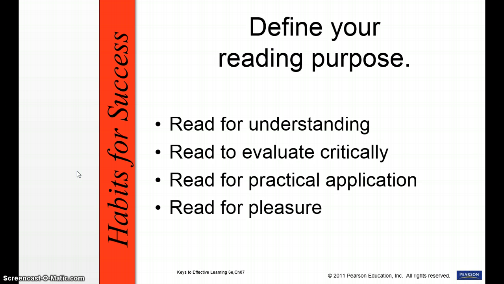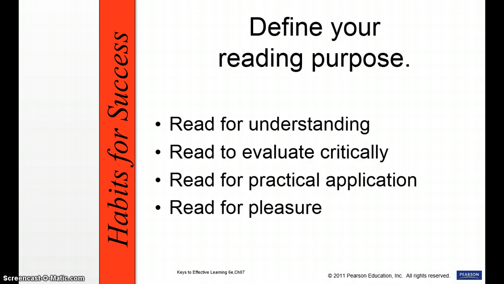What are you reading for? Is it for understanding? Is it for application? Is it for fun? Are you supposed to be evaluating something critically, to answer questions, to give your opinion, to defend it, or to object to it? So understand what you're reading for to make things clear.